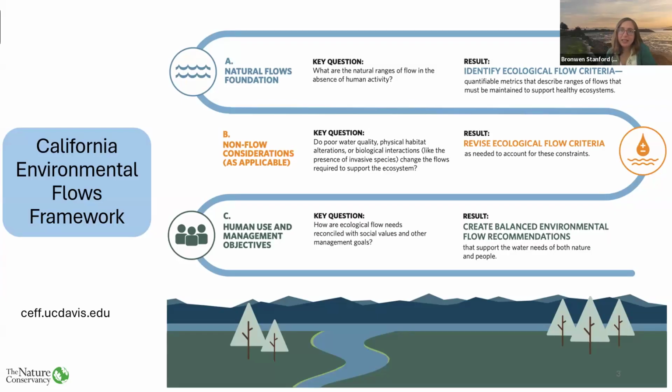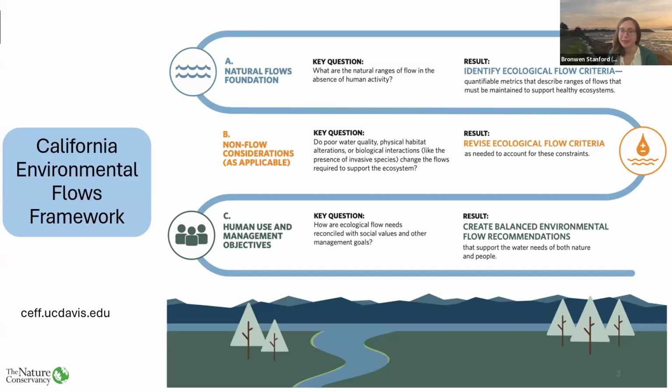The second section, or section B, non-flow considerations, asks you to think about how non-flow changes to your system might have altered the relationships between flow and function that we're trying to achieve, so that some of those functions might not be performed by the flows that used to perform the functions. Things like water quality, temperature concerns, changes to physical habitat, invasive species, things that might alter the way the system functions. And then you use that information, again, following the structured process, to develop revised ecological flow criteria that incorporate those considerations.